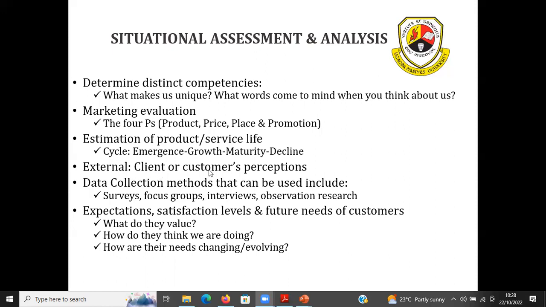Look at the external: who are your clients or customers, what are your customers' perspectives? So for an overall organization, it is who they serve. For UMU, let's say it's the students, parents and students. If it is the ICT department, it is internally those that you serve, yeah? What is their perspective of you?